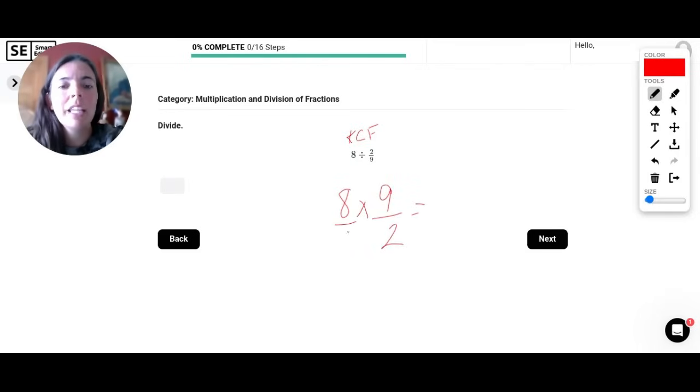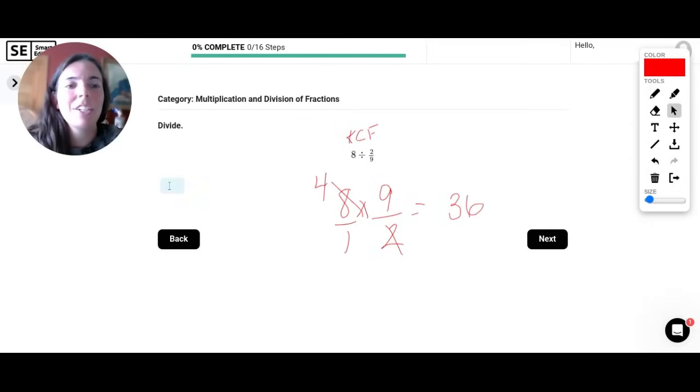And then I like to use cross cancellation when I can. So 2 goes into each, so I'm just going to divide by 2. And now I can just do 4 times 9 to get 36. Cross cancellation helps me simplify the question before I multiply, so the numbers are a little bit easier to work with.